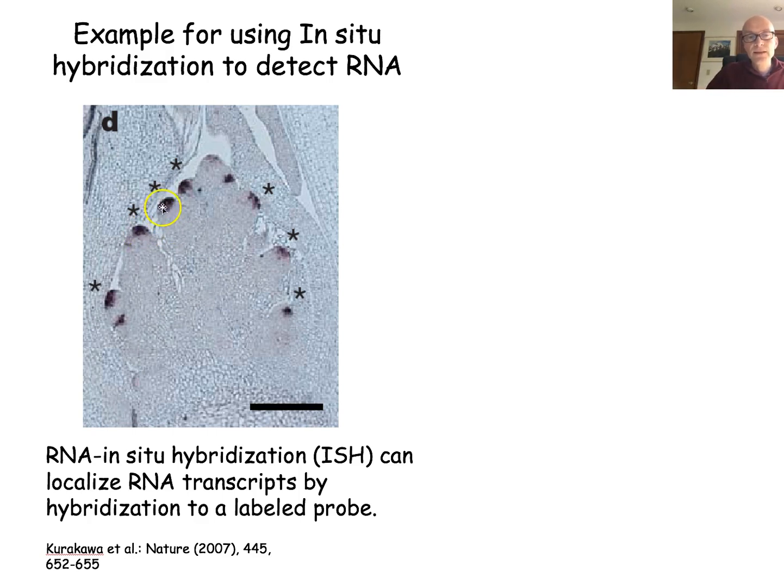And so these darker dots here is where the probe bound, and all the lighter purple is background binding. So you can see now where in the tissue this particular gene was expressed. If you had ground up this entire apical meristem, the whole bud or something, you wouldn't know exactly where the tissue was expressing this particular gene. So that's the advantage of in situ hybridization.